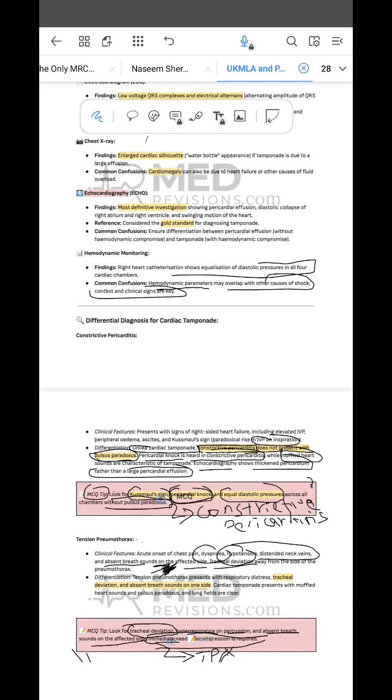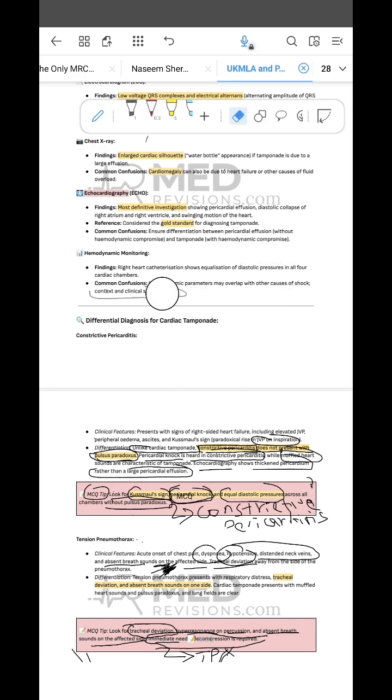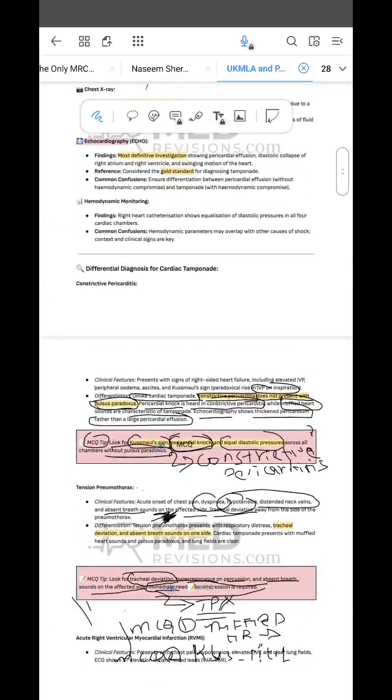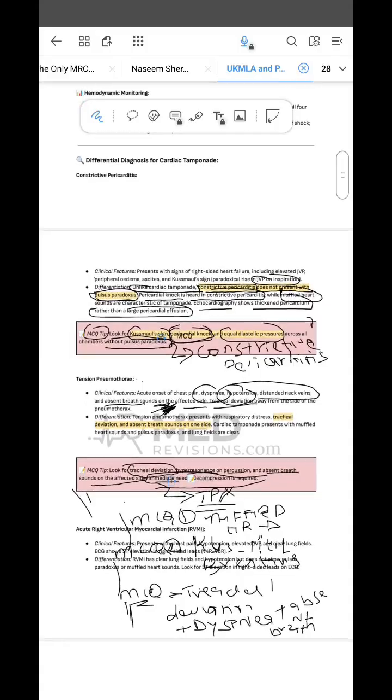So in hemodynamics, as I told you earlier, right heart catheterization shows equalization of diastolic pressure in all four chambers. So hemodynamic parameters overlap with other causes of shock. If we catheterize the heart, we see that the right atrium, right ventricle, left atrium and left ventricle pressures are equal, the same. So in cardiac tamponade on hemodynamic monitoring, there is equalization of diastolic pressures.